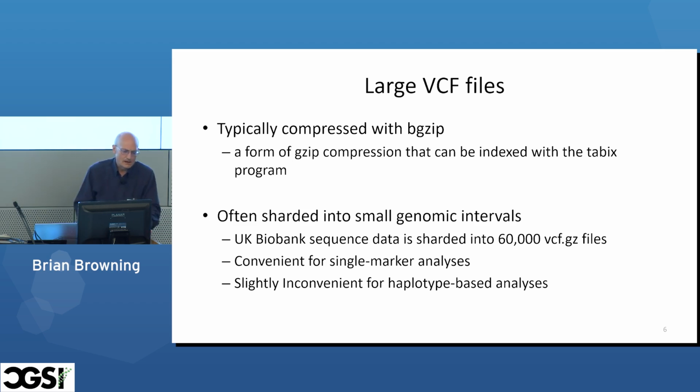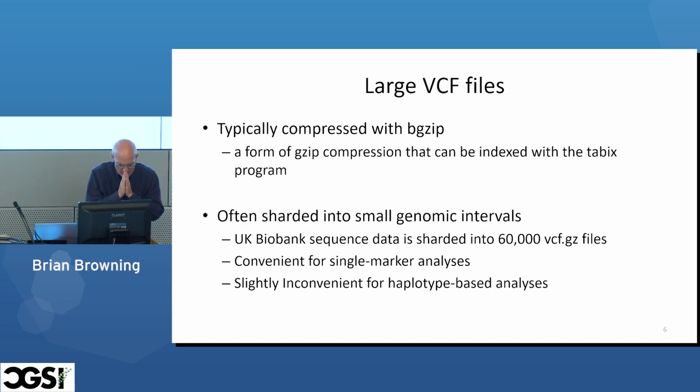And the other common technique that's used by the UK Biobank is to shard. You shard the data into small genomic intervals. So the UK Biobank, I haven't looked at their most recent release yet, but I will soon. But the first 2 releases of data, they sharded into 60,000 files. Right? Each file represented about 50 KB of the genome.